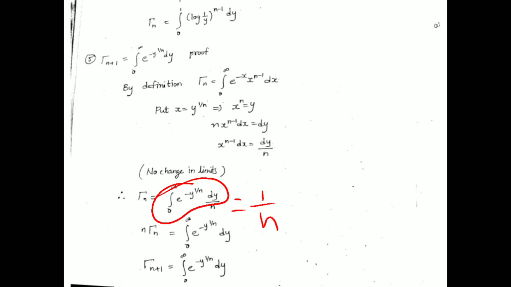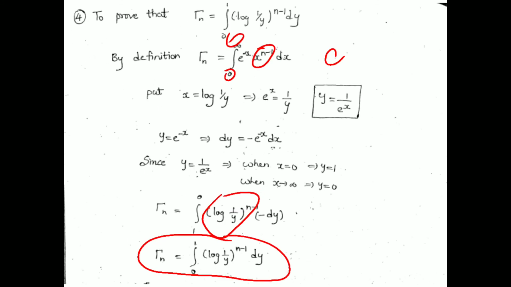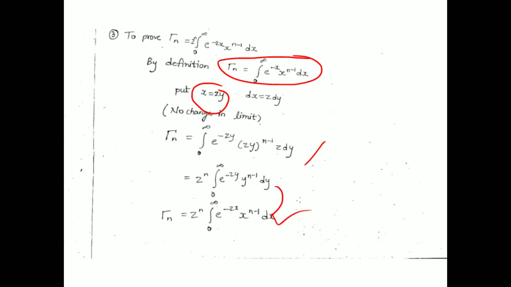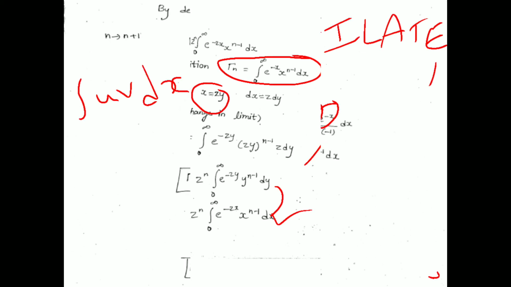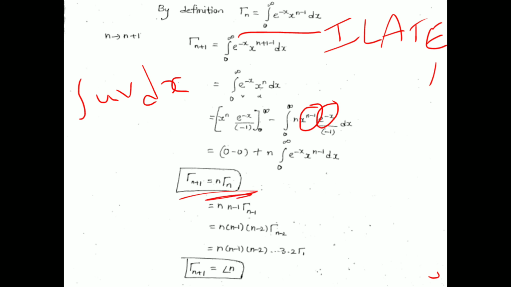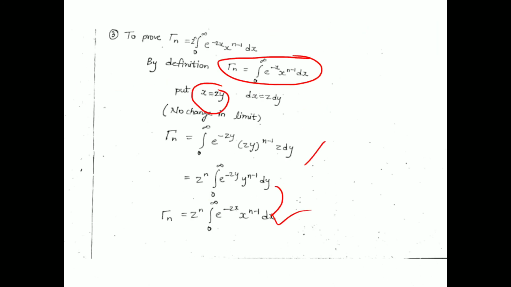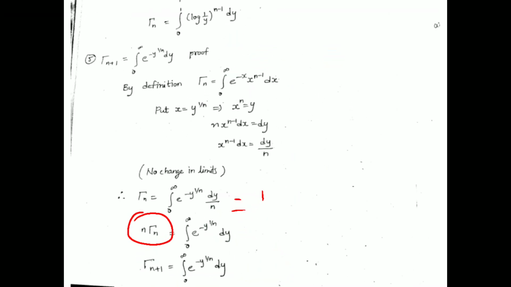So this n has to be sent to this side. On sending it to this side, we would have n gamma n equals integration of 0 to infinity e power minus y whole power 1 by n dy. And we know that n gamma n is nothing but gamma n plus 1, based on the second property. Yes, it is based on the second property. So gamma n plus 1 is also n gamma n. Now we have proved it. So you would have here gamma n plus 1 in the place of n gamma n.